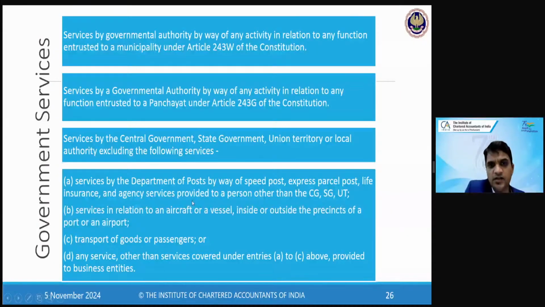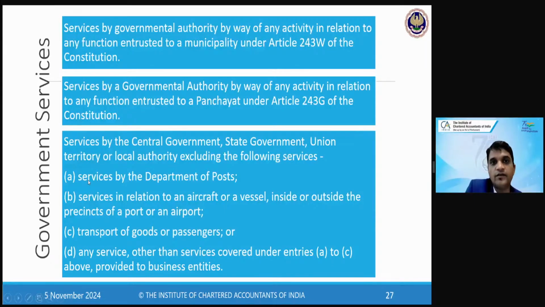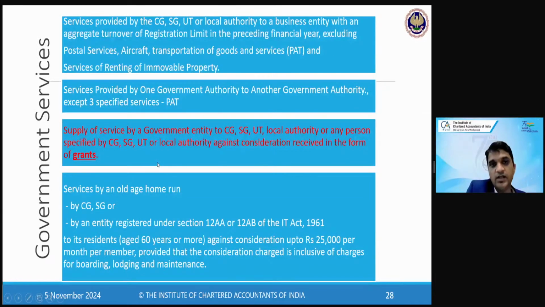Okay, that is on the government services, articles 243, 243G, 243W. Postal is all gone. Then services by way of government authority under articles 243, 243G, 243W. Services again from one state government or central government to another government. Then one important point is the supply of services by a government entity to the central government, state government, union territory, local authority, or any person specified by the central government against consideration received in the form of grants.